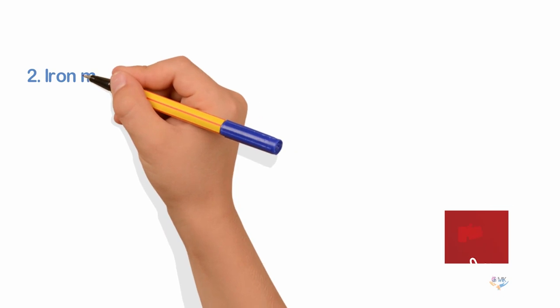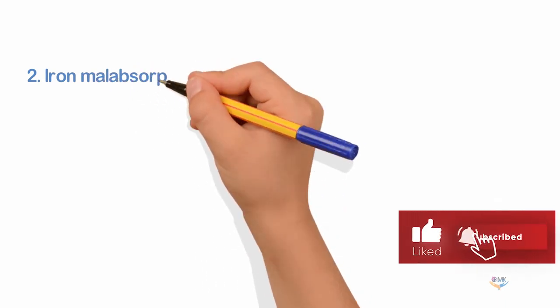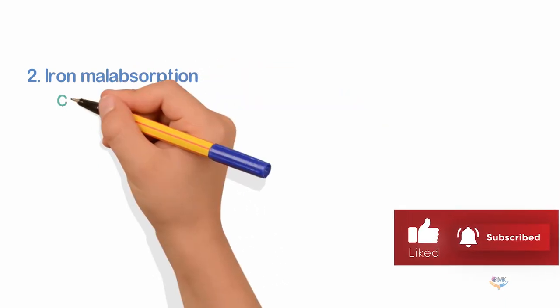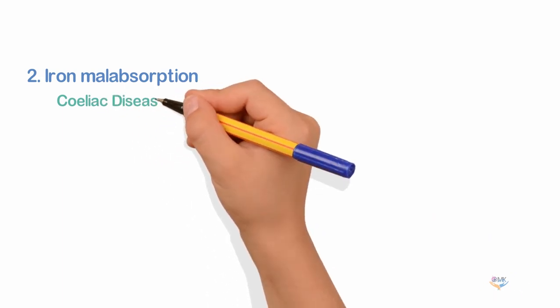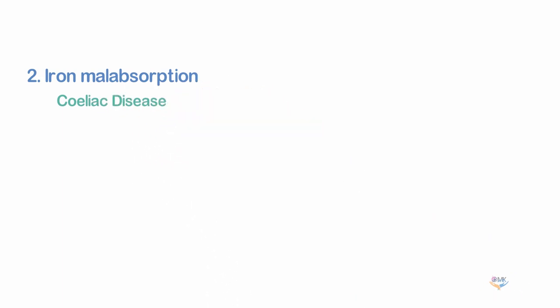Second cause of iron deficiency anemia is iron malabsorption, which is seen in celiac disease. In celiac disease, there are abnormal changes in the structure of the duodenum, which decrease iron absorption.